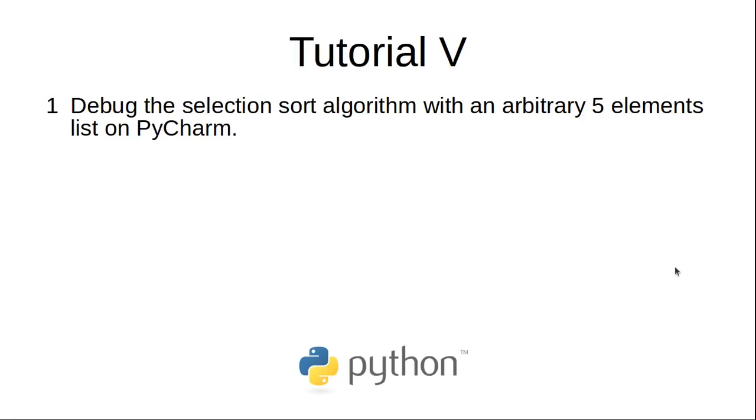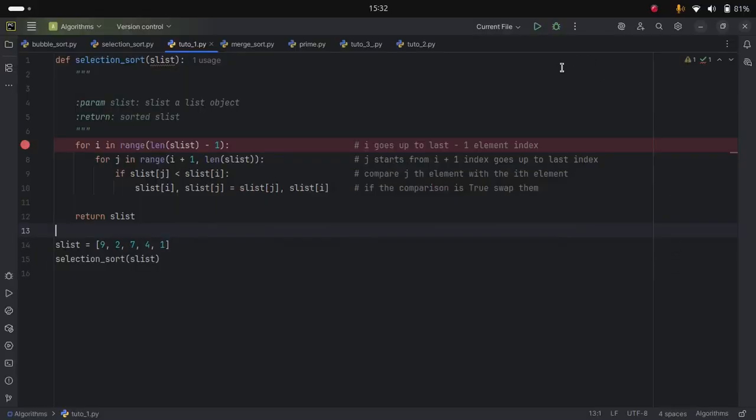Tutorial 5. First question. Debug the selection sort algorithm with an arbitrary 5 elements list on PyCharm. One of the first debugging methods every computer programmer used, I believe, is the print method. Today, in all integrated development environments, there is a debugging option. In PyCharm, the debugging button is next to the Run button.